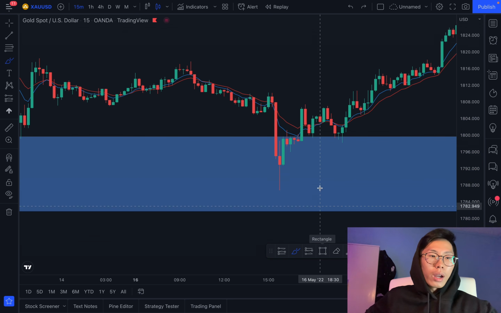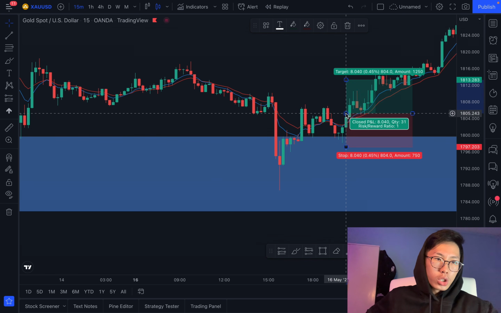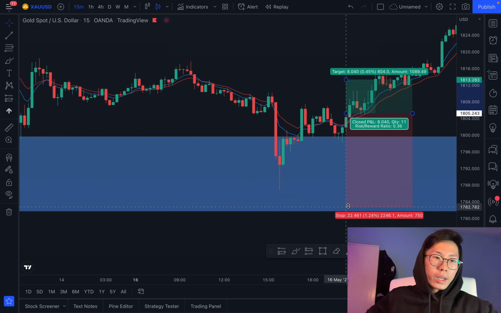So wait for the moving average to cross over and enter for a buy position right here. You can see right here, the blue line is above the red line now. Previously, the red line was above the blue line. So you can enter for a buy position somewhere around here. Stop loss, place it below this support level, or you can even place it right here.